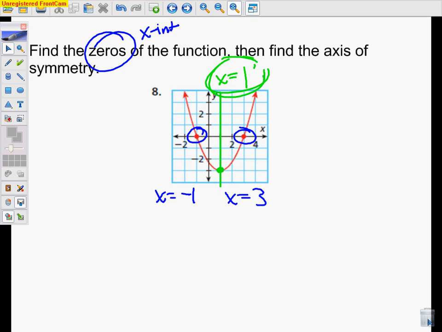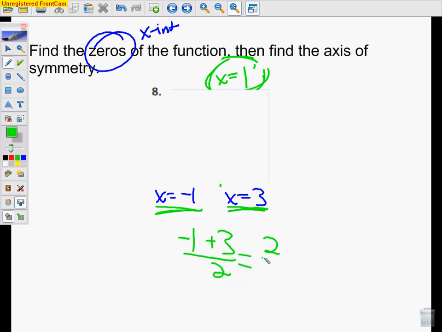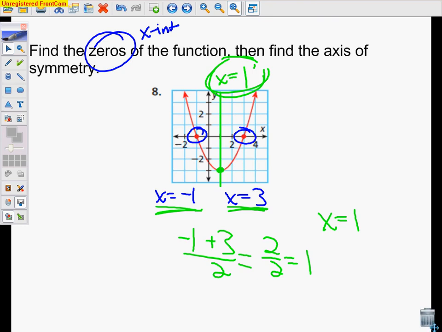Now, if I told you that, well, let's say that I didn't give you a graph, and I just told you that you had zeros of negative 1 and positive 3. You should know that your vertex is always directly in between your two zeros. So I could have said, okay, well, what is the number directly between negative 1 and 3? Well, that's like taking the average of the numbers. So if you take the average of two numbers, you add them together and divide by 2. Negative 1 plus 3 is 2. 2 divided by 2 is 1. So I know that the axis of symmetry would have had to be x equals 1. Okay? So that's how that problem works itself out.